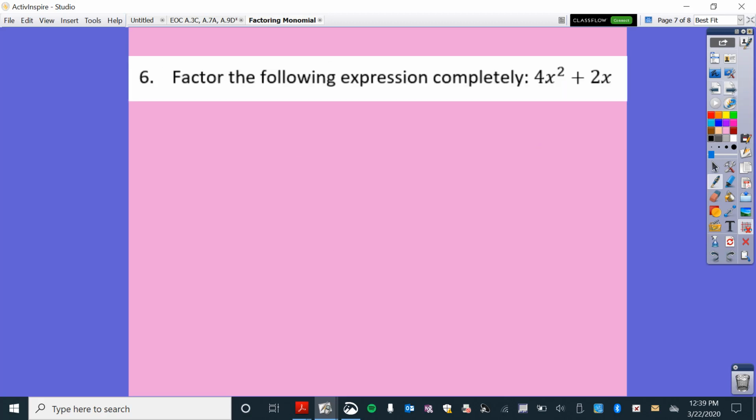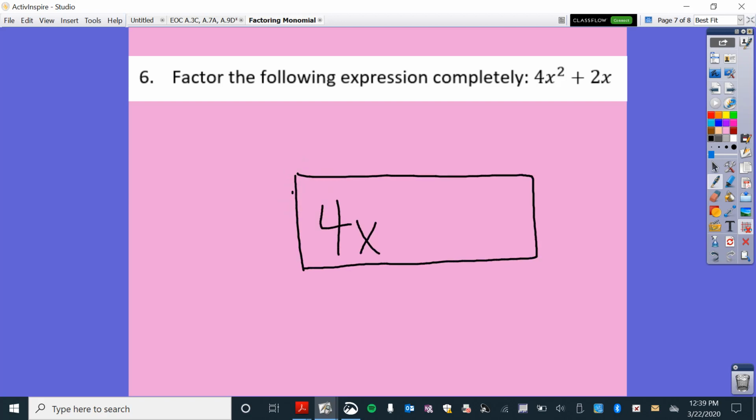Number 6, so factor the following expression completely. So 4x squared plus 2x, they want you to factor it, which is just going to be our one long box. And what they give us goes on the inside. So between 4 and 2, what is your GCF? What do they both have in common? They both have a 2. So if I have an x squared and an x, my lowest exponent is just x.